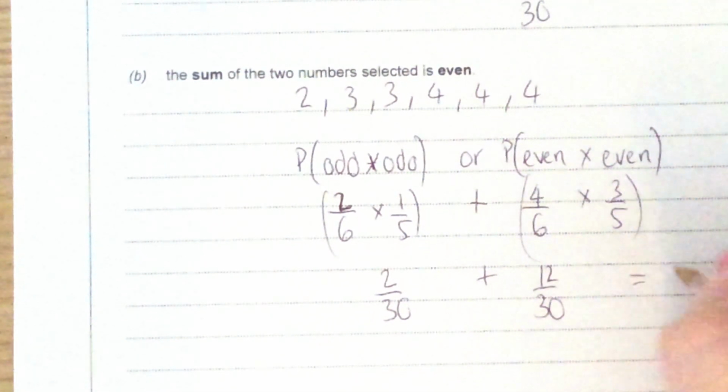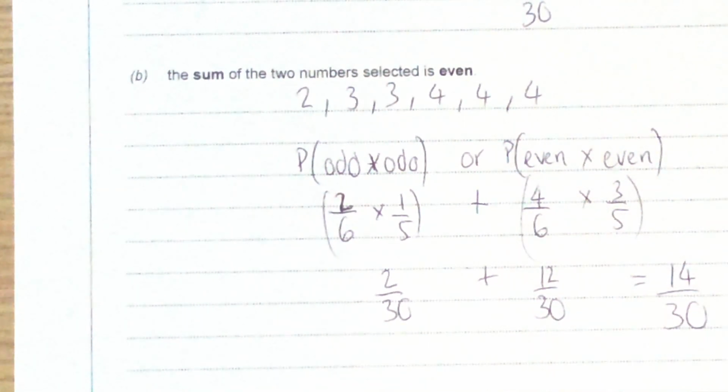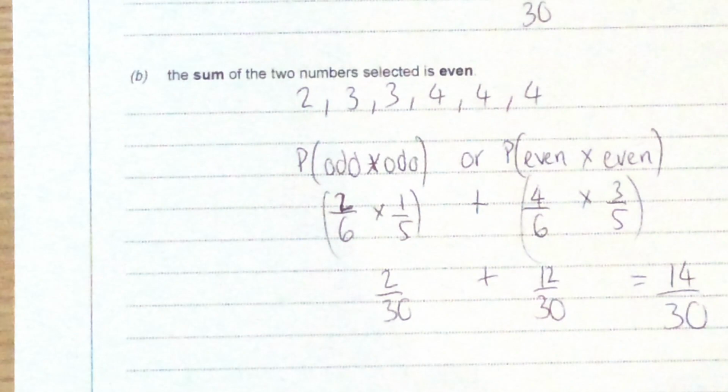So in total, I get a probability of 14 over 30 that I pick two numbers that add up to make an even number.